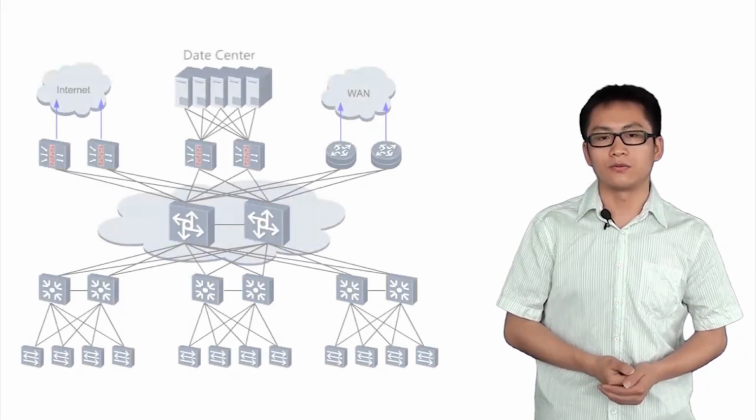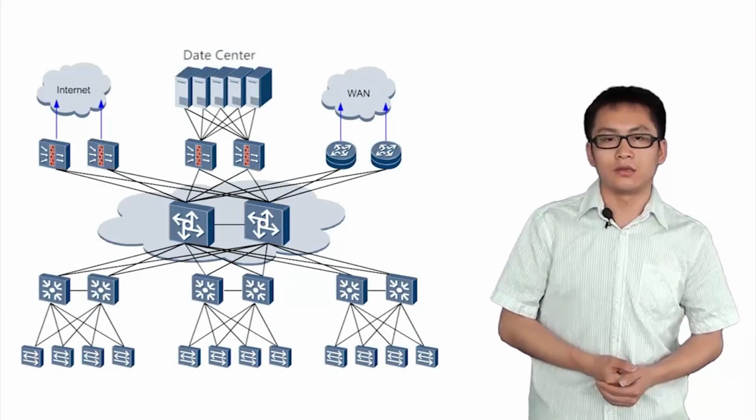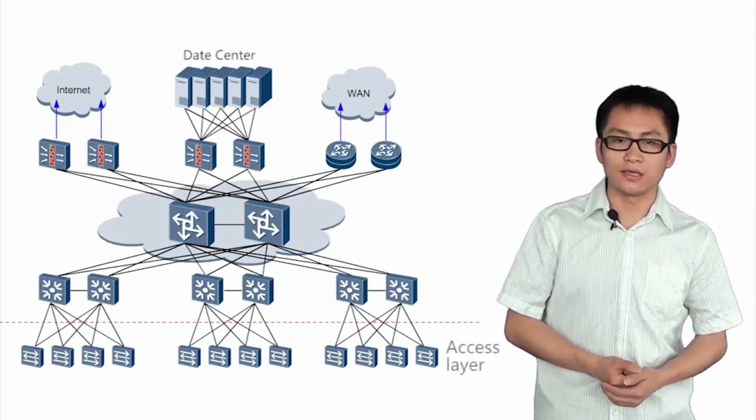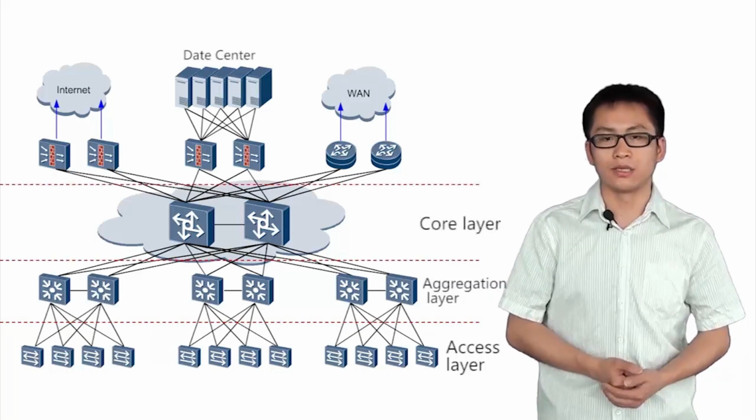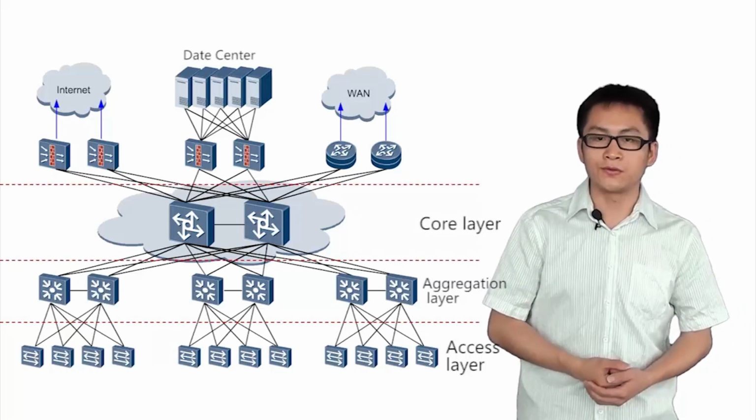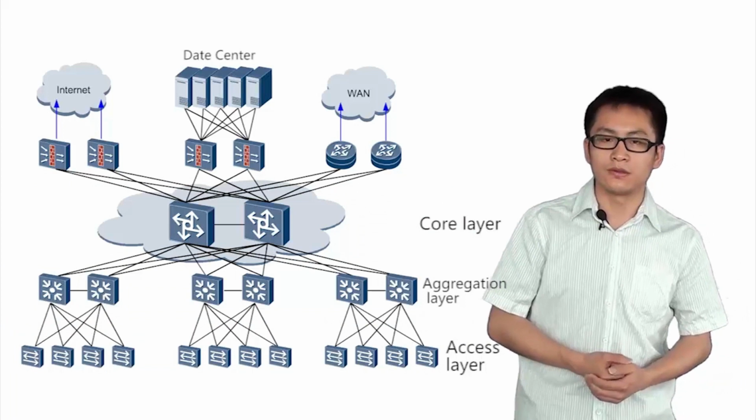Today I want to give you a brief introduction to the stacking functions of the Huawei S-series switches. Now let's get started with the information sharing. A traditional and typical enterprise network uses a layered network infrastructure with an access layer, an aggregation layer, and a core layer. Different functions and features are deployed at each of these layers.